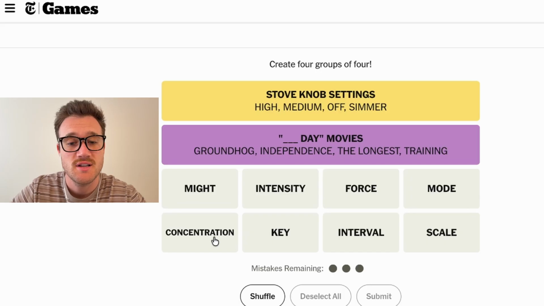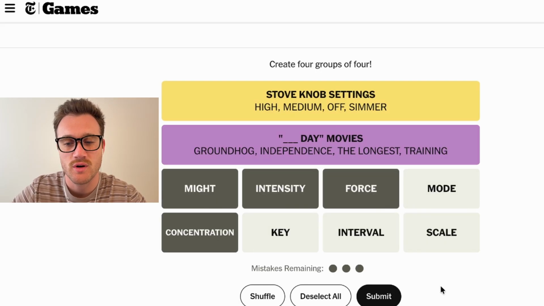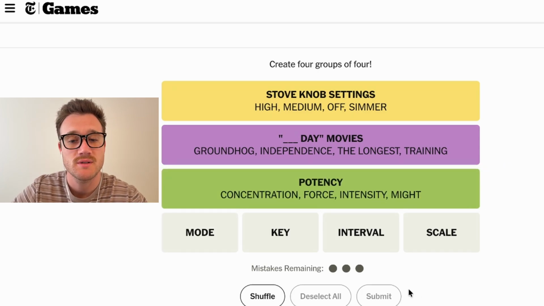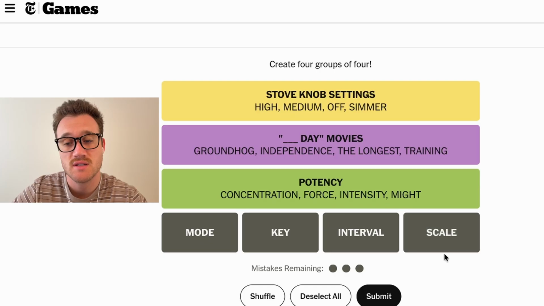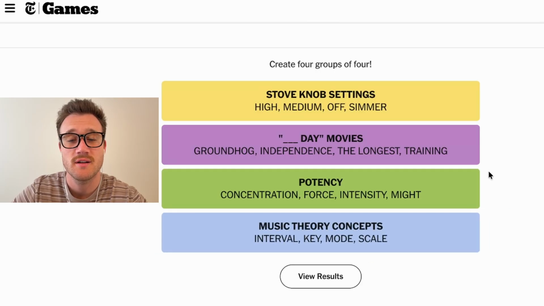All right, I also see concentration, might, intensity, and force. I think that might be how you push through something, especially requiring a lot of brain power. Let's see. Yeah, potency. Okay, makes sense. And our last one, mode, key, interval, and scale. Still think it's music related. Let's find out. There we go. Music theory concepts.